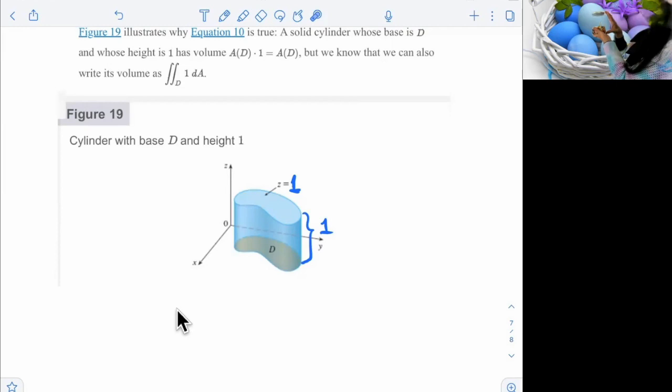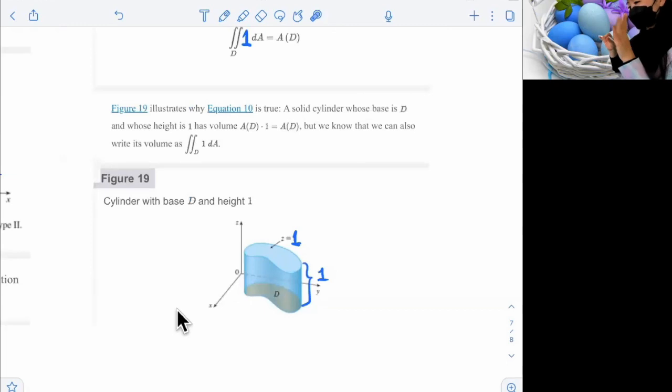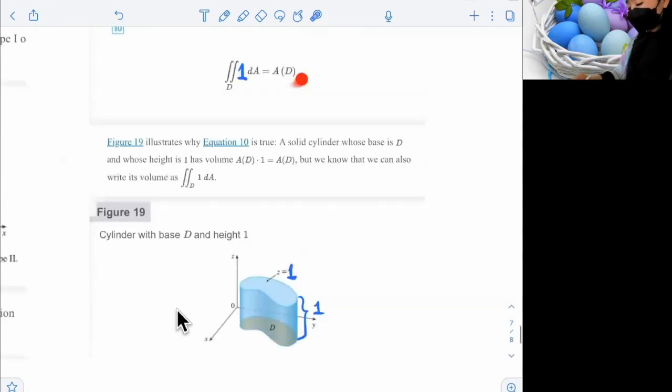Times 1 is not going to change the quantity, right? So the result over here will be equal to the area of this base times 1. So in number, that will be equal to the area of the region over here. But in unit, this will be cubed, and this one here is squared.